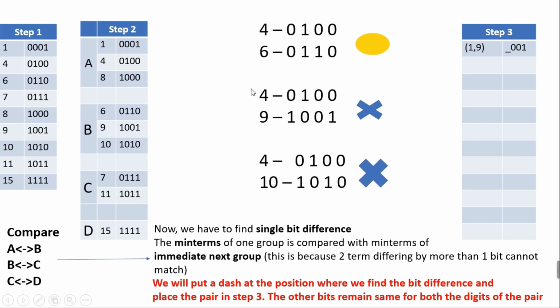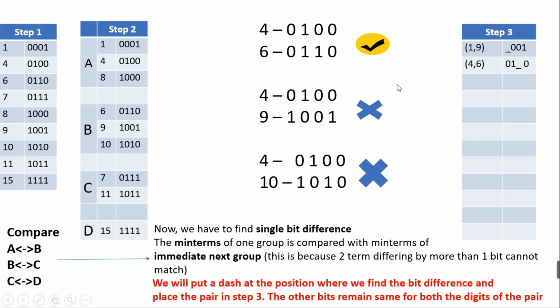You can see when comparing 4 with 6, 9 and 10 from group B, only 4 and 6, this pair, matches the condition of single bit difference. There is only 1 bit difference right over there at the third place for 4 and 6, so we're definitely going to consider this pair. And for other pairs, we have found more than 1 bit difference, so we're going to discard them. All right, so for 4 and 6, we're going to put them into step 3, and we're going to write the binaries with the dashes.